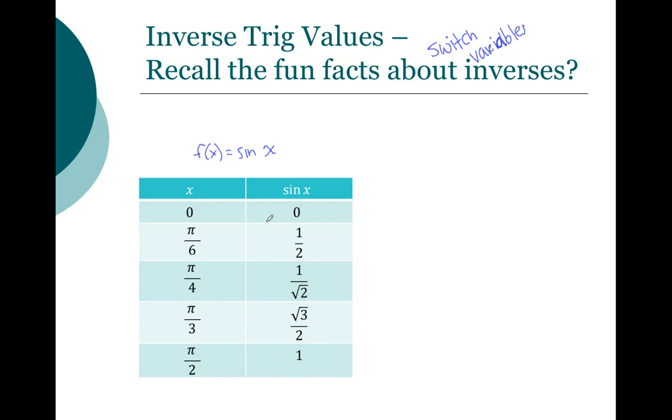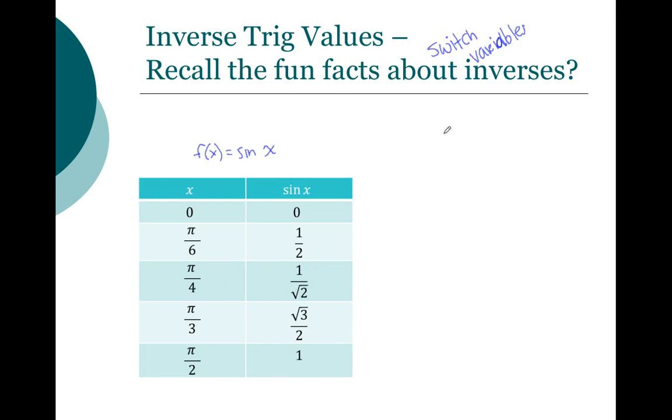When x is pi over 6, sine is 1/2. When x is pi over 4, sine is 1 over root 2. When x is pi over 3, sine is root 3 over 2. When x is pi over 2, sine is 1. Not things that we're going to our calculator with.